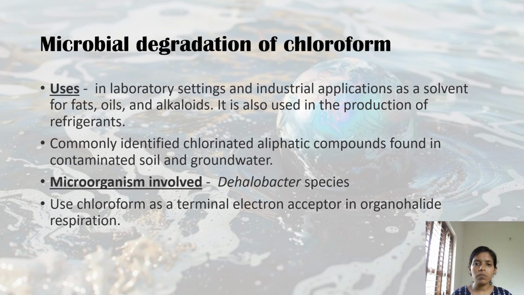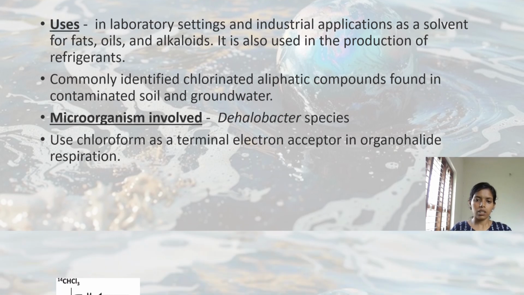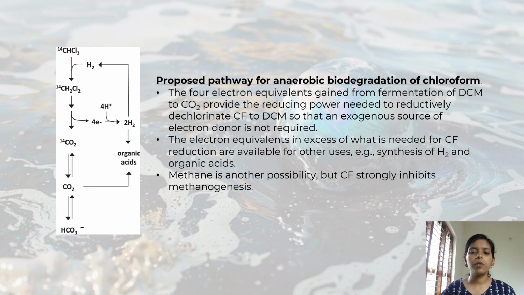The microorganisms involved in the degradation of chloroform are Dehalobacter, which use chloroform as a terminal electron acceptor during organohalide respiration. So this is the proposed pathway for anaerobic degradation of chloroform. What happens is that chloroform, CHCl3, is converted into CH2Cl2, a compound known as dichloromethane, which is less toxic when compared to chloroform. The CHCl3 is converted into CH2Cl2 by dechlorination.